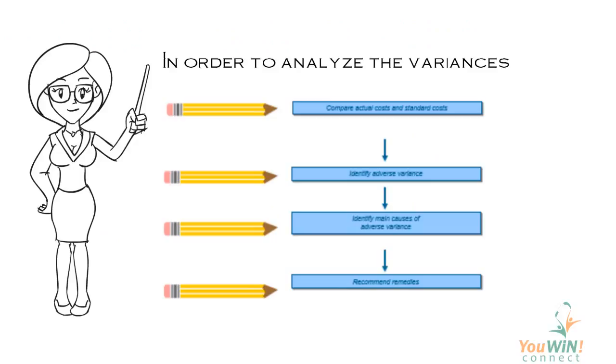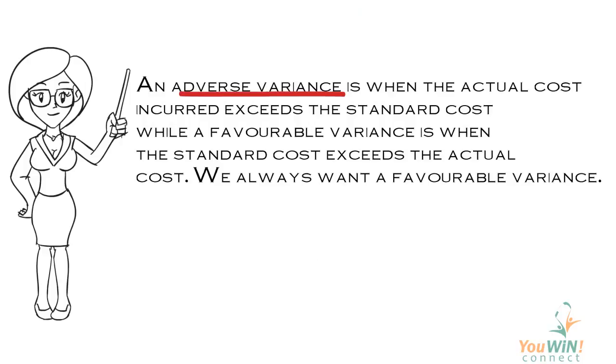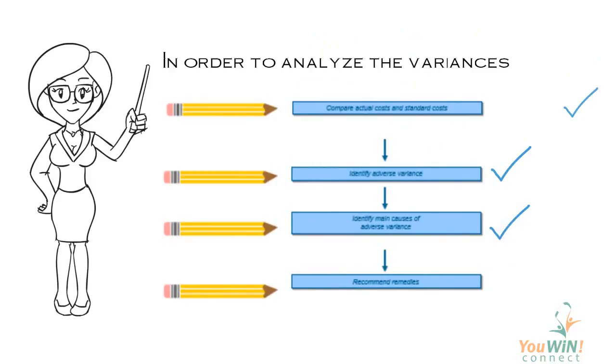In order to analyze the variances, we first must compare the actual cost and the standard cost. Secondly, we identify if the variance is adverse or favorable. An adverse variance is when the actual costs incurred exceed the standard cost, while a favorable variance is when the standard cost exceeds the actual cost. We always want a favorable variance. But where you have an adverse variance, you need to identify the main causes of the adverse variance and take corrective steps to remedy the situation.